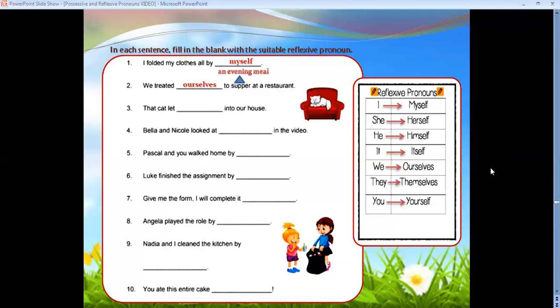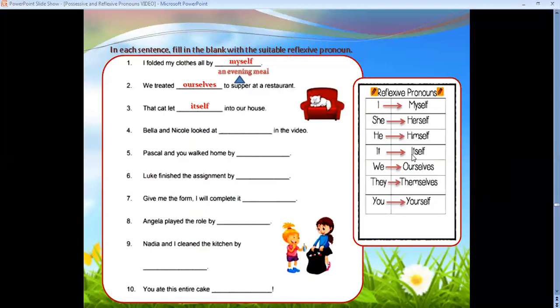Let's continue. 3. That cat let blank into our house. That cat. Cat, one cat, it. It's an animal. What do I have to use as a reflexive pronoun? Itself. Bingo, yay, great.